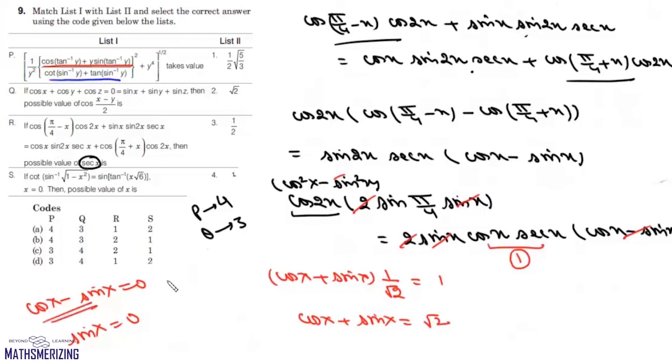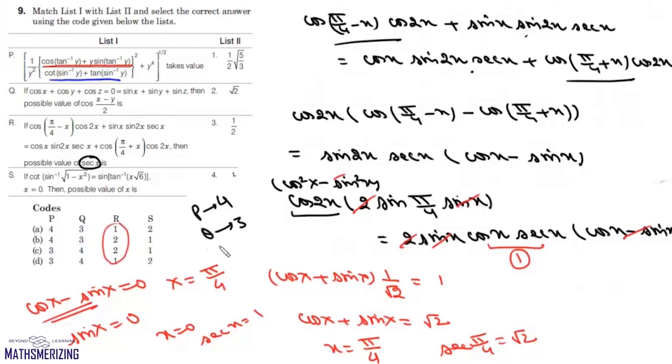Now from this first condition we'll get x as pi by 4. From the second condition we'll get x as 0, and from this third condition we'll get x as pi by 4. So here the value of secant x will be secant 0, which is 1, or secant pi by 4, which is root 2. So this R matches with either 4 or 2. But there's no 4 given in this column. So we'll take R matches with 2. So P is 4, Q is 3, R is 2, and that's your option B.